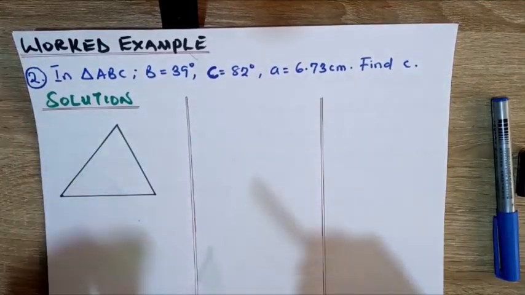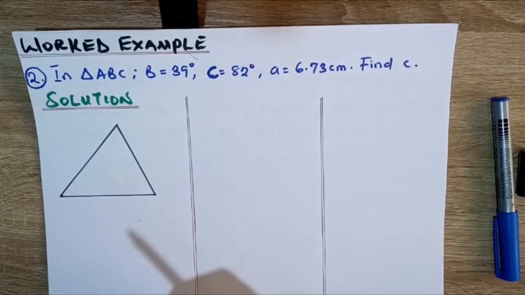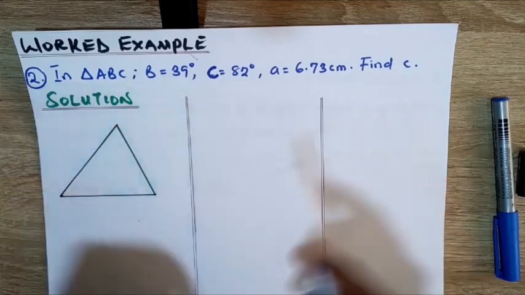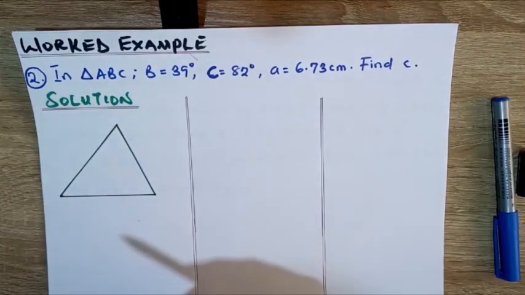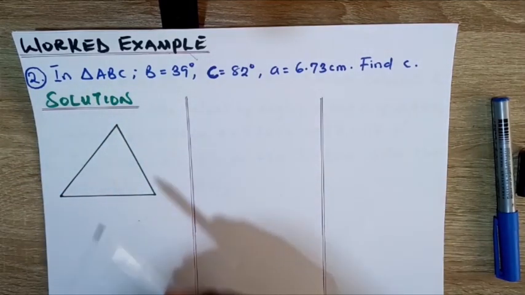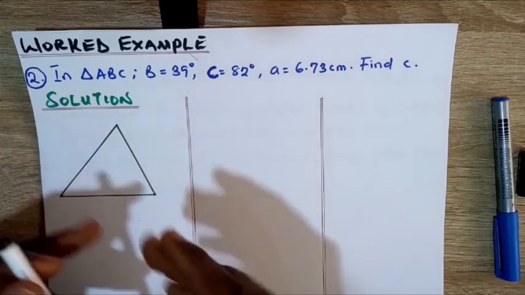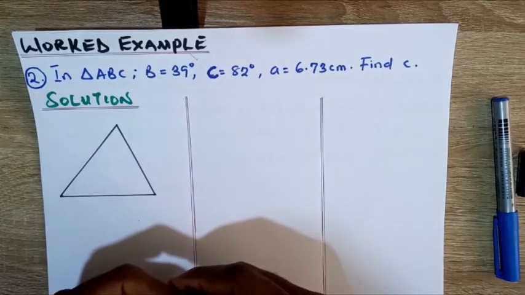So the first thing is you have a triangle drawn, even if it is not given. Many times you might have only the parameters given to you. So that means you need to produce a triangle. Now, we have a triangle. Let's input all the given parameters in this triangle.